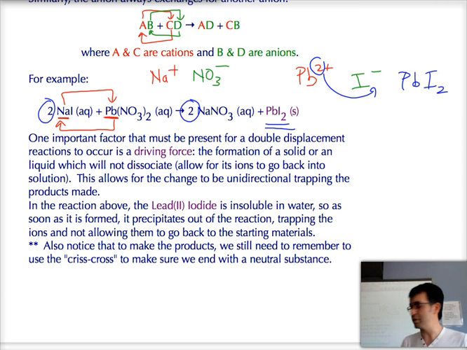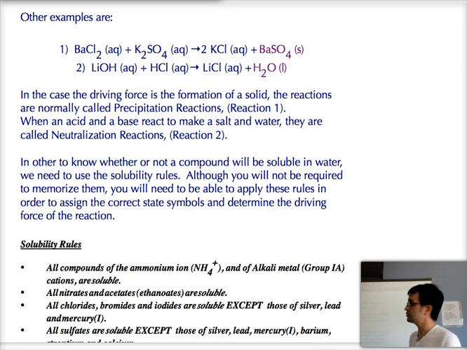So how do we do some more of this? Let's look at some other examples. Here we have two other reactions. In one case, we have a solution of barium chloride and of potassium sulfate, and when those react and we do the crisscross, all right, we are going to get, in fact, two potassium chlorides in solution, and then we're going to make this barium sulfate. Barium sulfate is insoluble, and therefore it's the driving force.